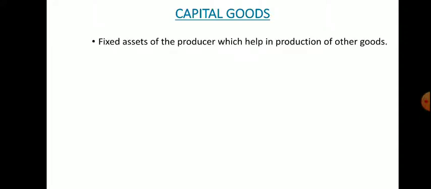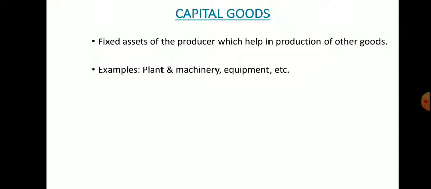Capital goods are basically those final goods, or you can say those fixed assets of the producers, which help in the production of other goods or services. Means with the help of these capital goods, they are producing something else, like machineries in the plants, and equipments. You can consider, for a tailoring shop, they are using those tailoring machines to make clothes.